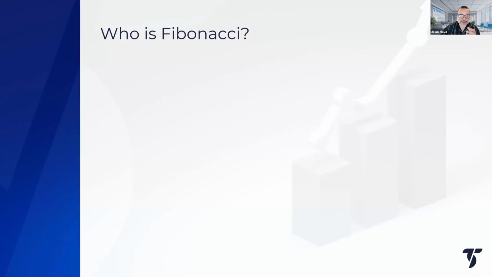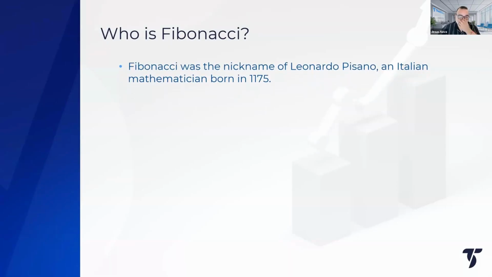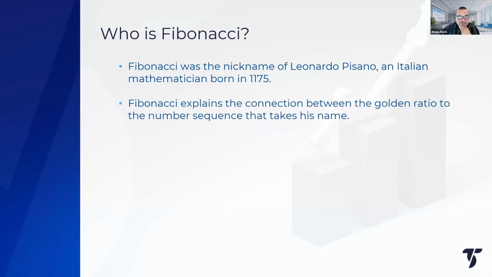First of all, defining or identifying who Fibonacci was. Fibonacci is the nickname of a person named Leonardo Pisano, who was an Italian mathematician born in 1175. So that's how old the Fibonacci numbers are. It explains the connection between the golden ratio to the number sequence that takes his name.